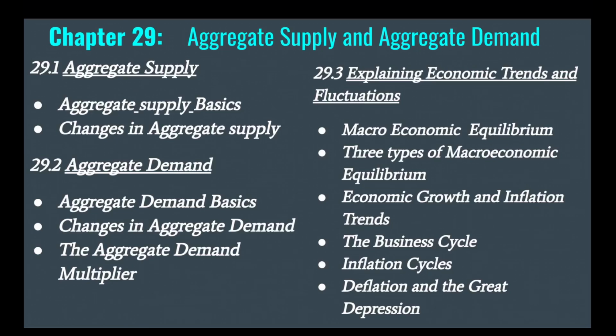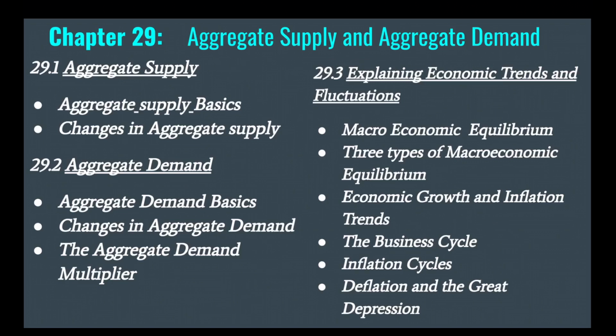Chapter 29 Aggregate supply and aggregate demand. 29.1 Aggregate supply. Aggregate supply basics, changes in aggregate supply. 29.2 Aggregate demand. Aggregate demand basics, changes in aggregate demand, the aggregate demand multiplier.